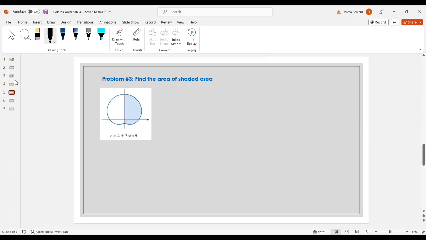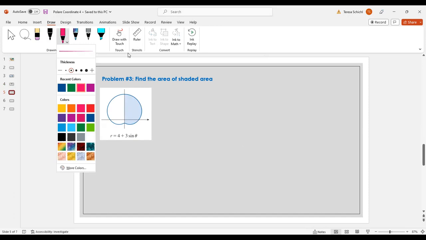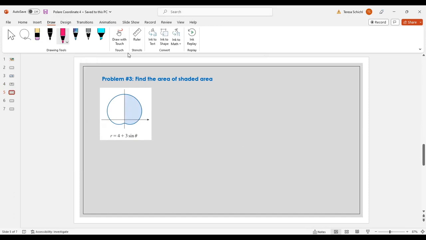Okay, let's take a look at this one here, right? This is the heart-shaped one. So it's like a little heart here. So this function here is r equals 4 plus 3 theta. Okay, so now let's take a look like we did before.